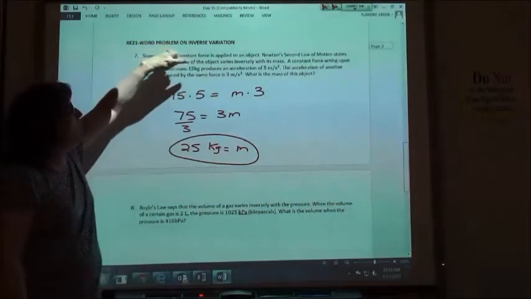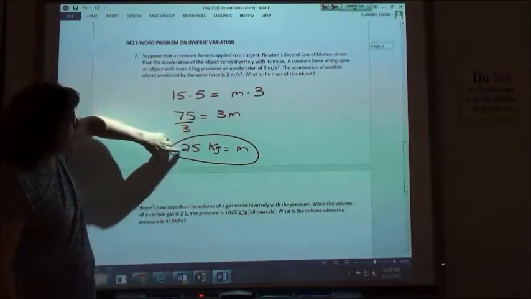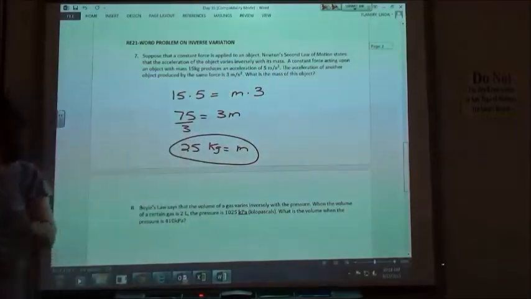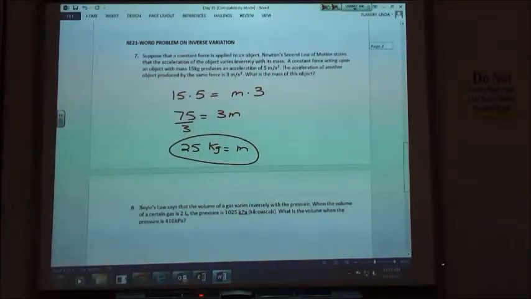So when my kilograms increase, my acceleration had to decrease. They go in opposite directions. One goes up, the other has to go down.